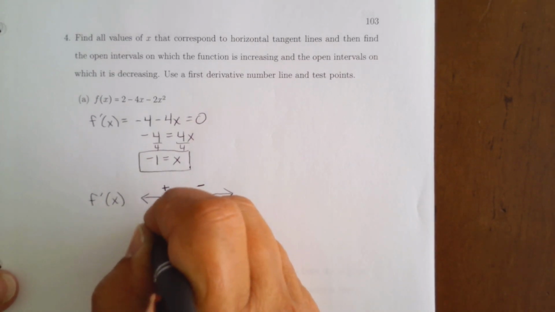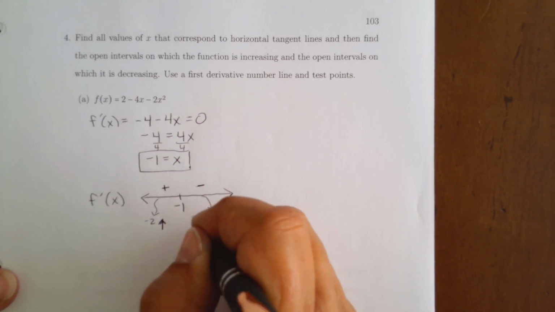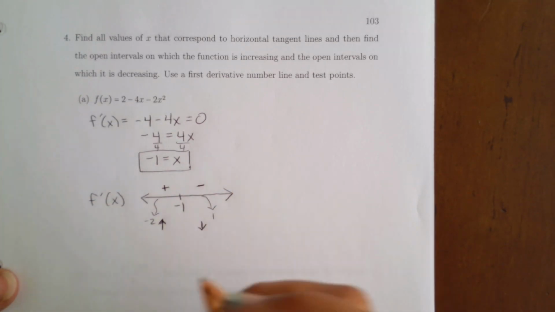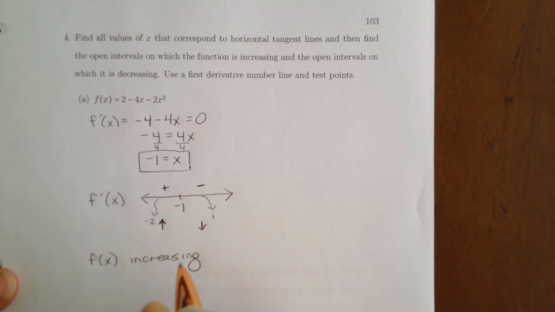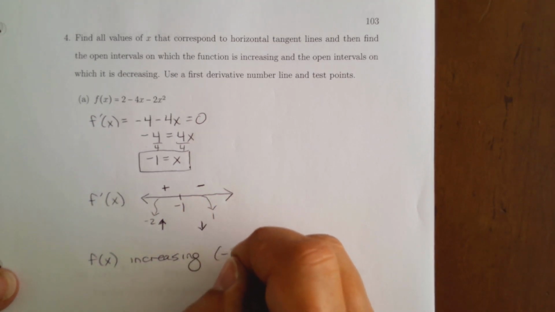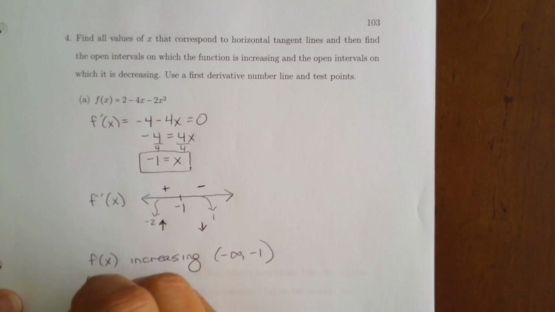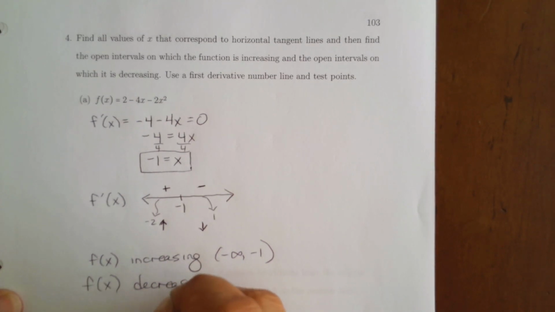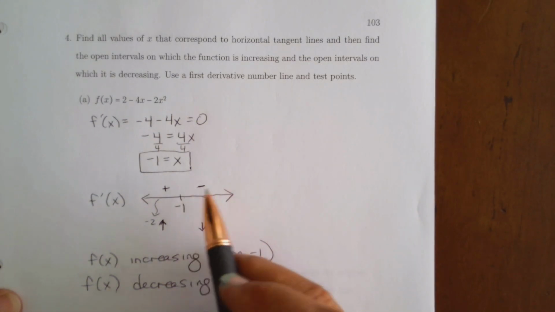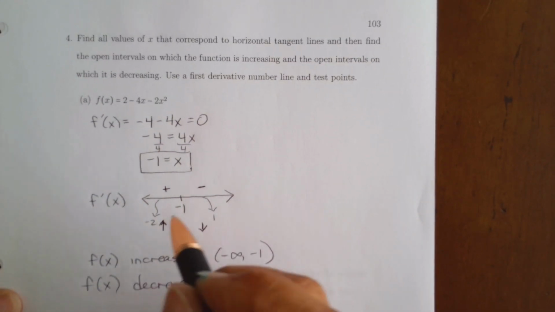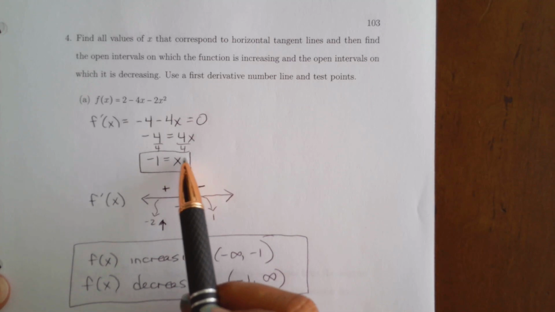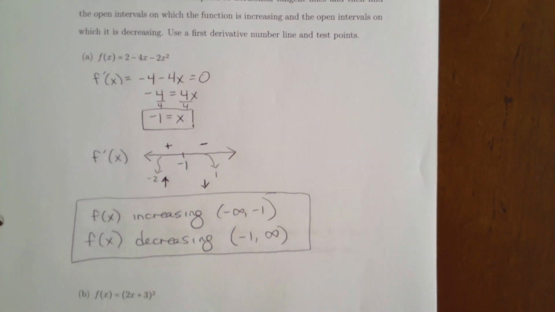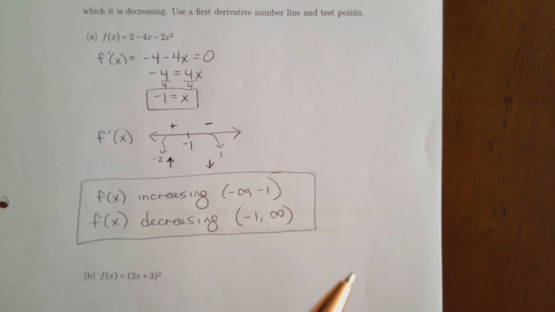Right? So wherever there's a plus sign, the function is increasing. Wherever your derivative is minus, decreasing. So f of x is increasing from negative infinity to negative 1, and f of x is decreasing over here, so from negative 1 to infinity. Okay. So we got a horizontal tangent line right here, and then your increasing and decreasing intervals.